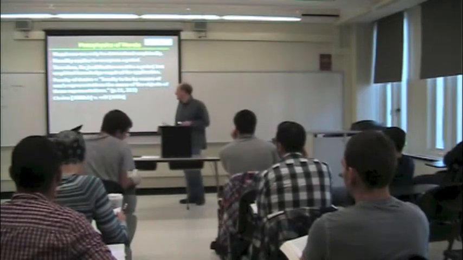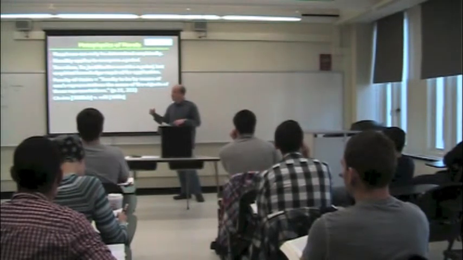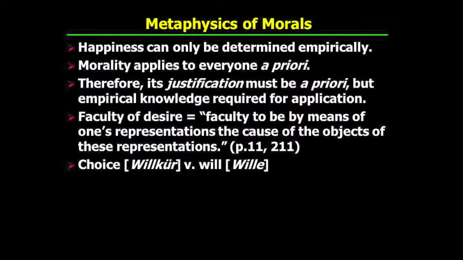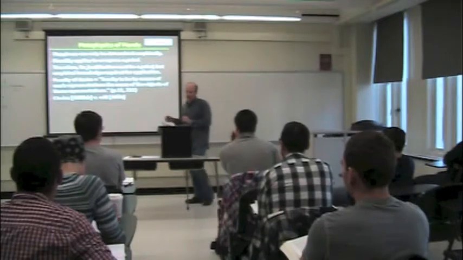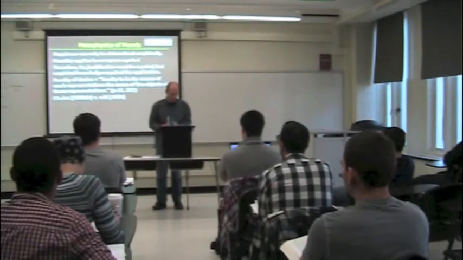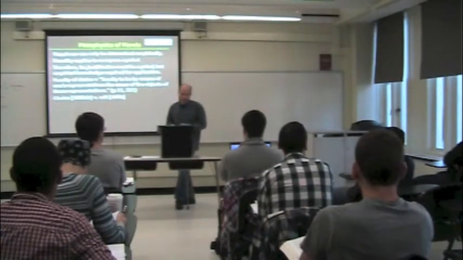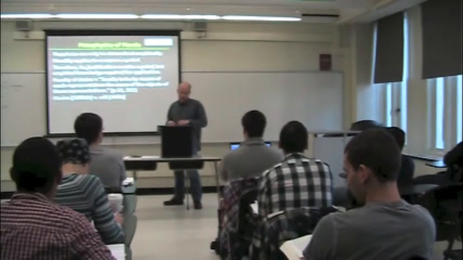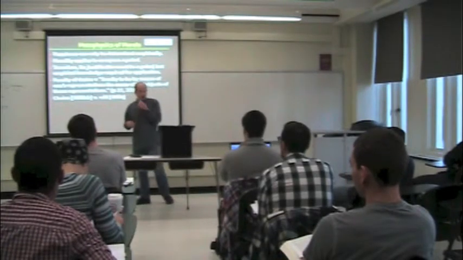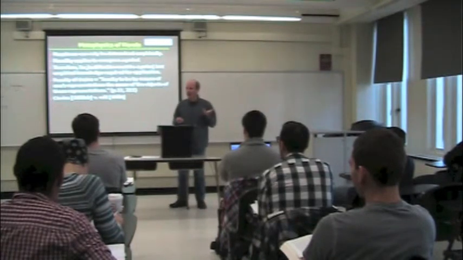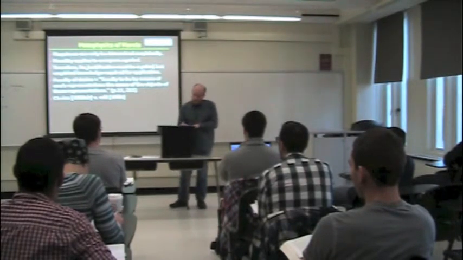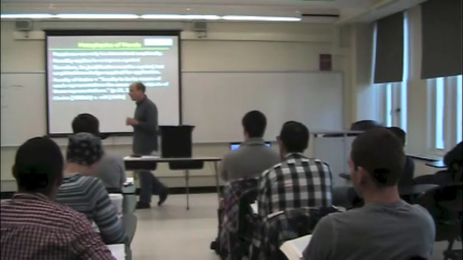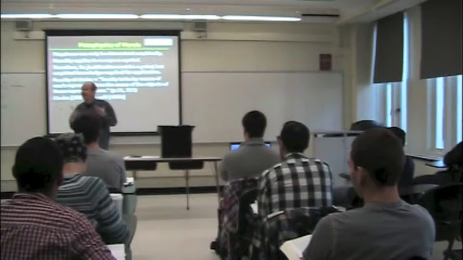So Kant has this contrast here between choice, what he calls choice, and the German word is Willkür, and will, the German word is Wille. And this wasn't so clear in the Groundwork, but now it's something that becomes more important. Let me put it this way. Animals, mere animals, have a faculty of desire. Through their representation of objects, they can bring those ends about. But they can't choose to do or refrain from anything other than what their empirical inclinations give to them, other than what their instincts give to them.